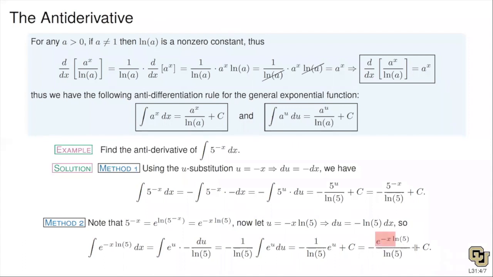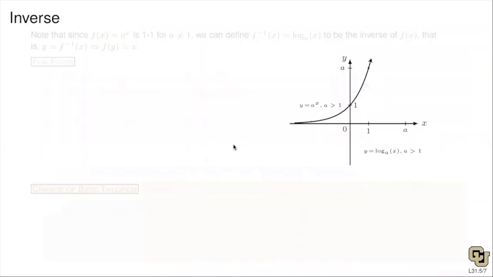Remember that this and this are the same thing, just written in two different ways. In fact, e to the minus x ln of 5 is the definition of 5 to the negative x. So these are identical. And so, one option is to convert it to e, or the other option is to learn this new antiderivative formula. You've got to be able to do it one way or the other, or the best, be able to do it both ways. So I like to know both these tricks, where I can convert it or I can use the other formula. So let's talk about the inverse here.